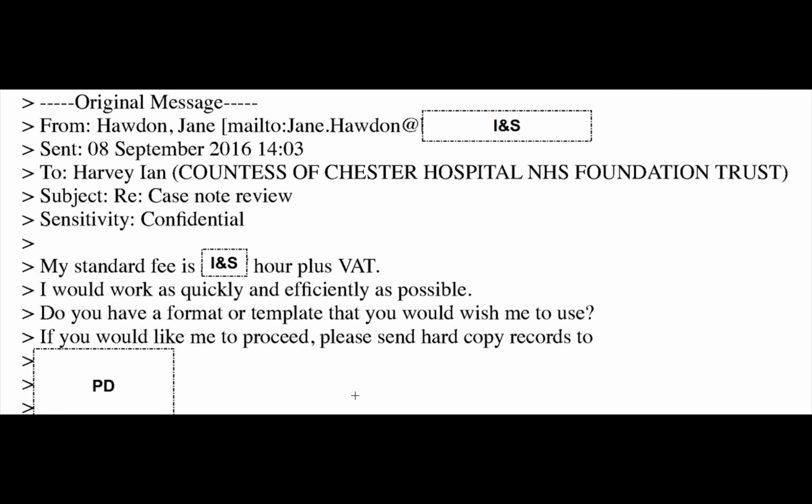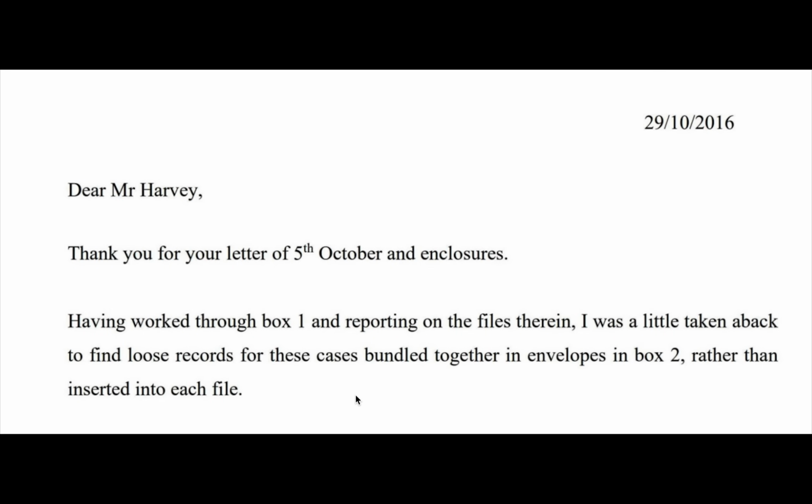And what you'll also see is that not only was this not available to the coroner, it wasn't available to the pathologist. So this is the first document from the Thirlwall inquiry in which Dr. Jane Hawdon has a discussion with Ian Harvey from the Countess of Chester. And this was sent on the 8th of September 2016. So it's still predating this document by 2 months. And we see her here corresponding with Ian Harvey on the 29th of October 2016, reflecting on problems with the process that is now completed, which is still predating this document that emerges on the 3rd of November 2016.